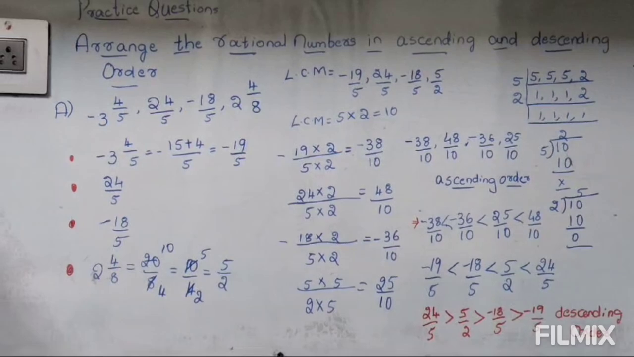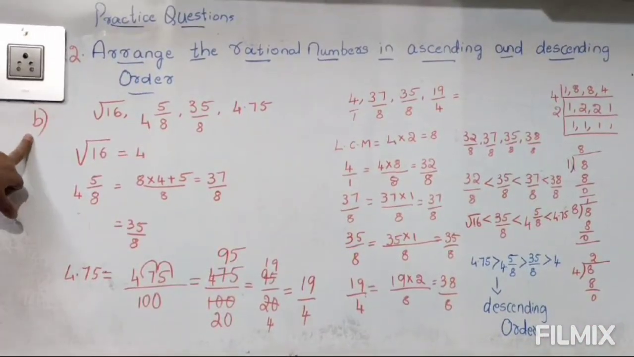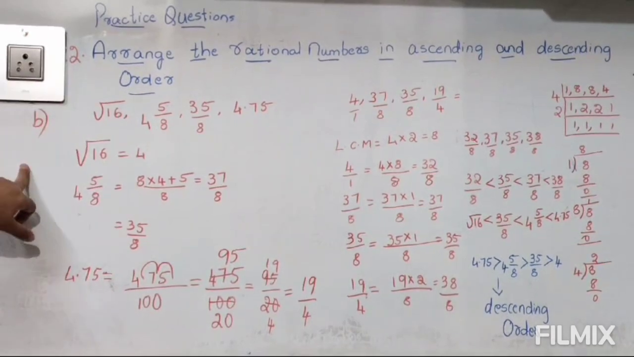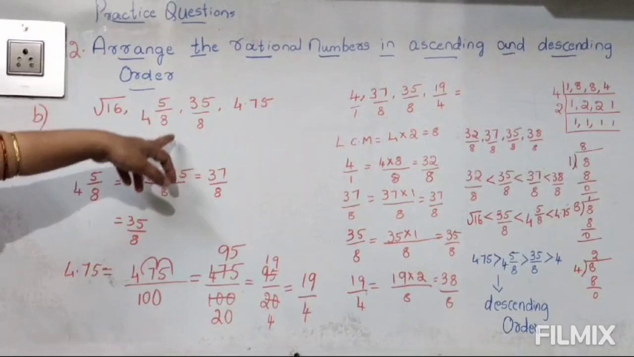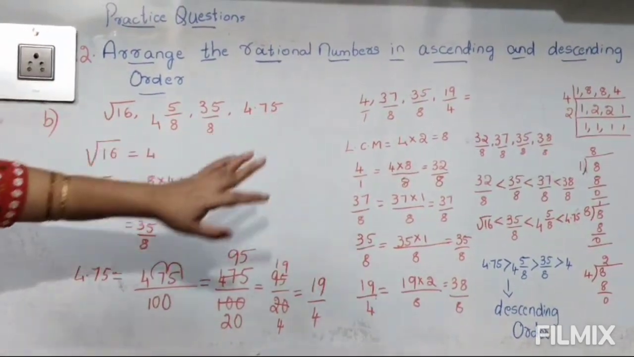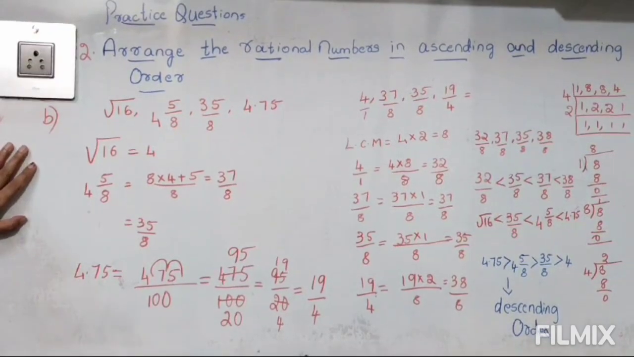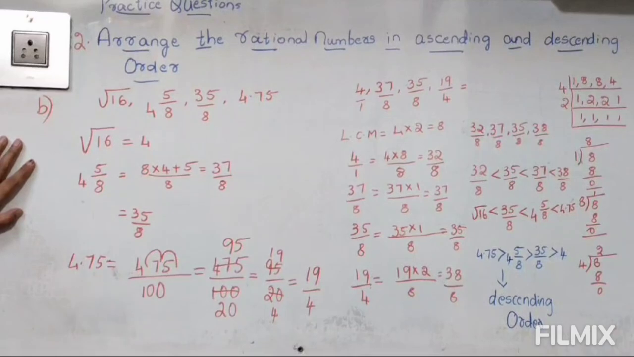Okay. The first question, this is the second. Okay. B. Sub question, the second question. The question is like this. Root 16, 4 5 by 8, 35 by 8, 4.75. What's the first step? Converting it into improper fraction.